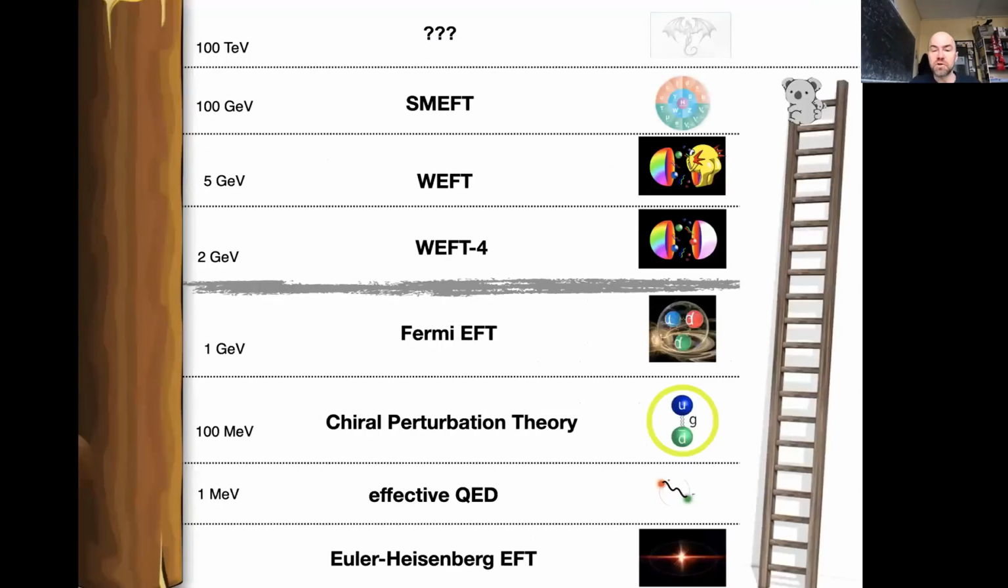So after this short reminder of what CP and CPT are, let me go back to the picture of the ladder of EFTs. Most of this lecture will be spent in the effective field theory that we call SMEFT, which describes the physics at energy scales of the order of hundreds of GeV, between 100 GeV and 1 TeV, and up to some cutoff that we don't know.